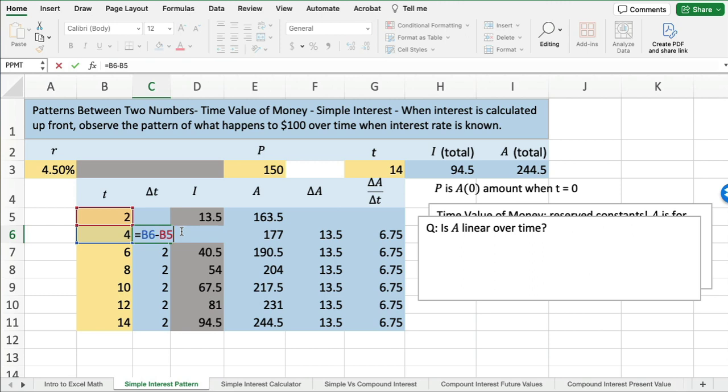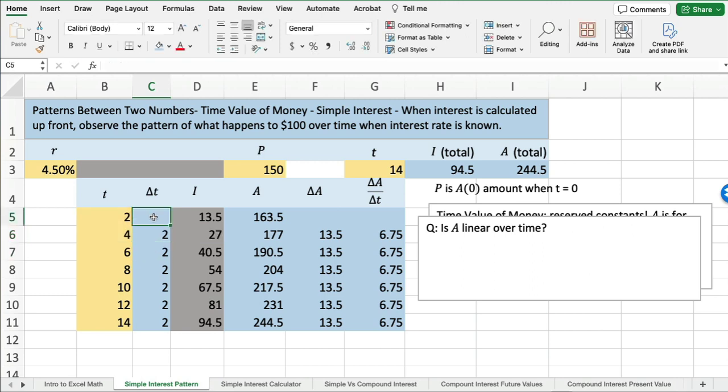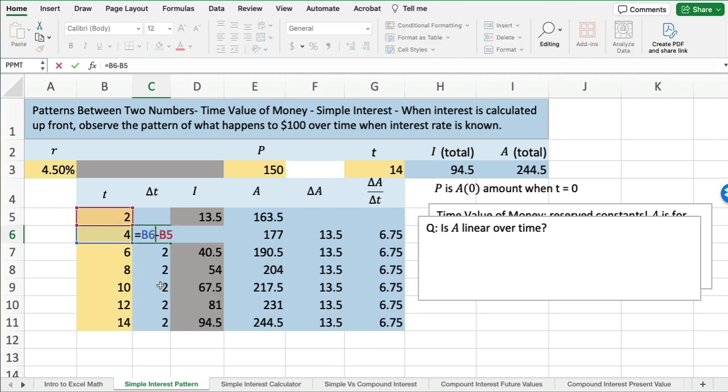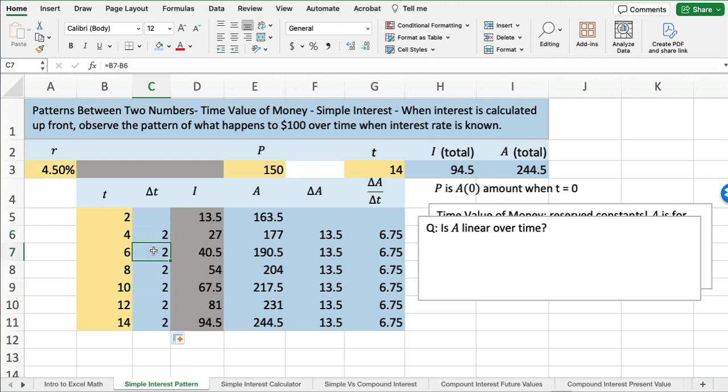You'll notice that I don't have anything in row 5, and that's because there is no t value to subtract from the number 2. So we're starting in row 6, and that's going to equal B6 minus B5. And there is no fixed reference there. So equals B6 minus B5, and then go down to the corner and fill down. So you can see that time is going up by 2 years, and that is the pattern that we established. We were counting by 2, so delta t should be 2.